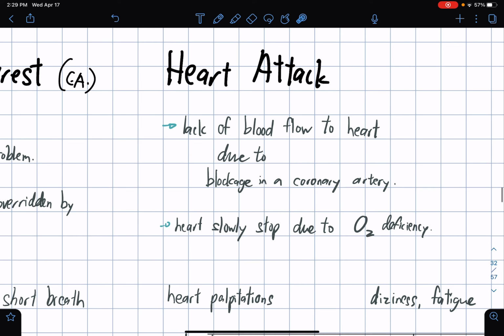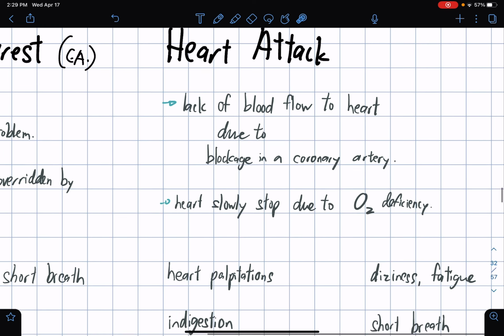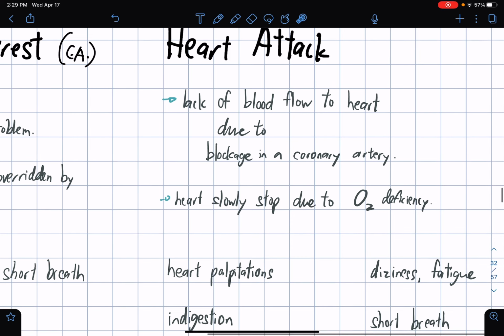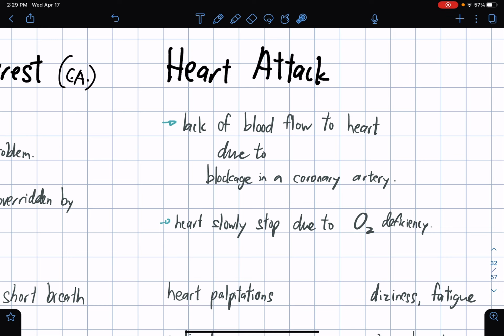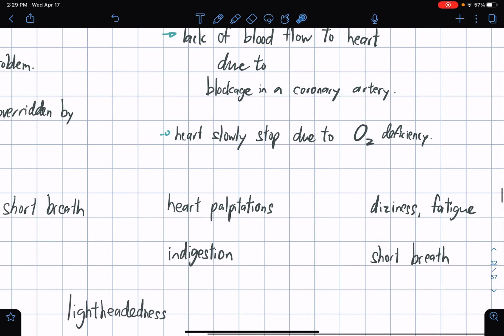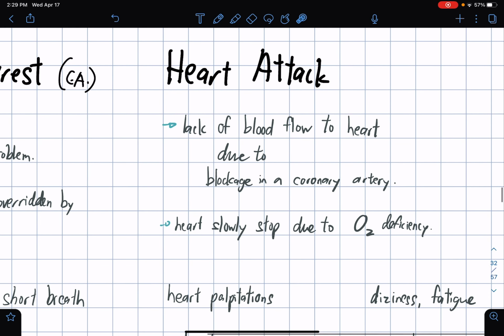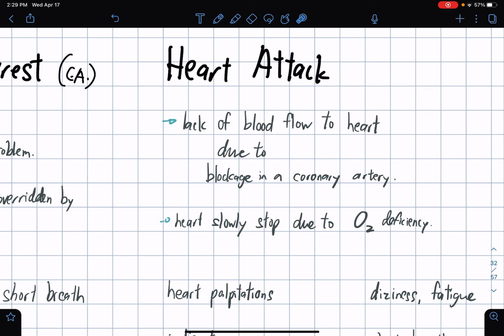Heart attack, on the other hand, is the lack of blood flow to the heart. This is because of a blockage in a coronary artery. So heart attack is closely related to coronary heart disease and atherosclerosis in the sense that an artery is affected. There is some buildup of plaque in an artery, particularly the coronary artery, which impedes blood flow. So the heart will slowly stop due to oxygen deficiency. This is why there is a tendency to lose consciousness when you have a heart attack. That's because the brain isn't able to receive enough oxygen in order to function.